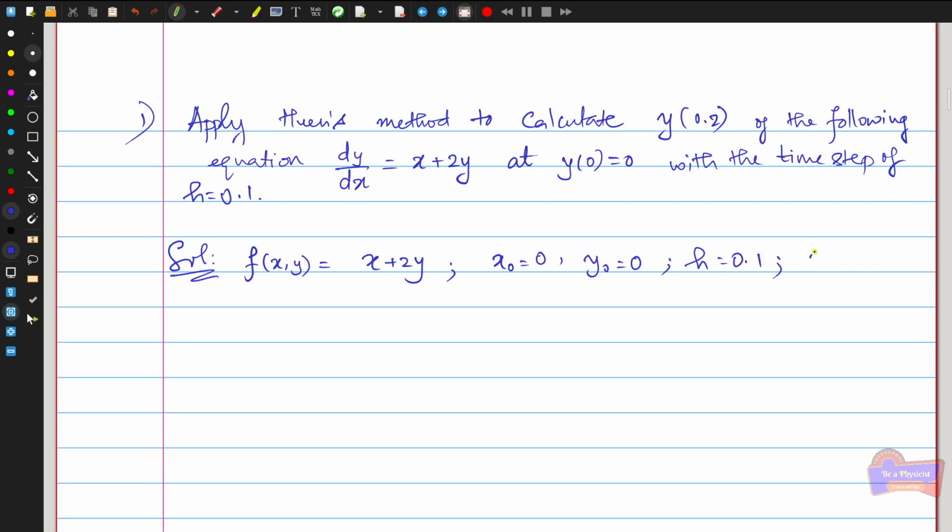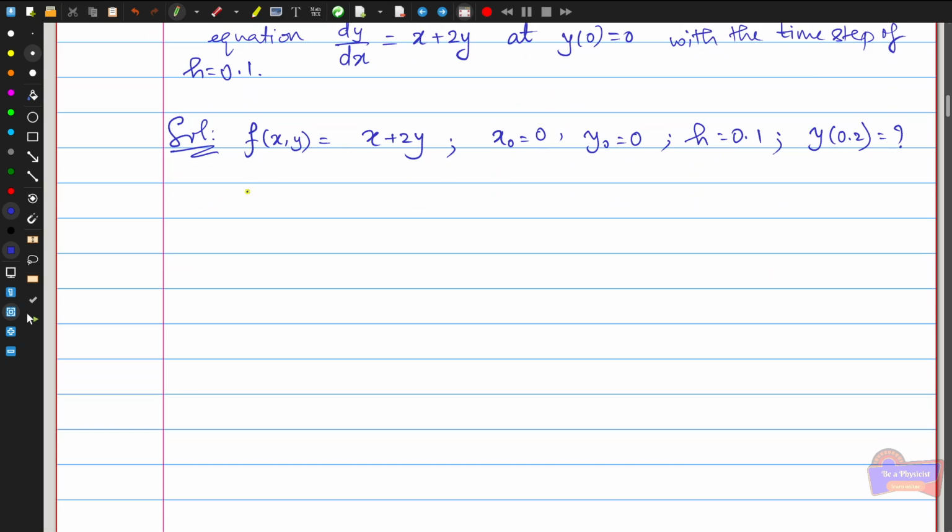So what we have to find out is the value at 0.2, which we are going to calculate using the predictor-corrector method, Heun's method. So we know that x of i plus 1 is x of i plus h, and similarly we can use the predictor and then the corrector.